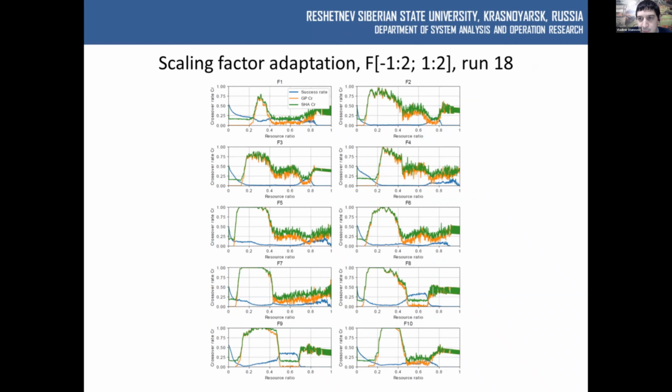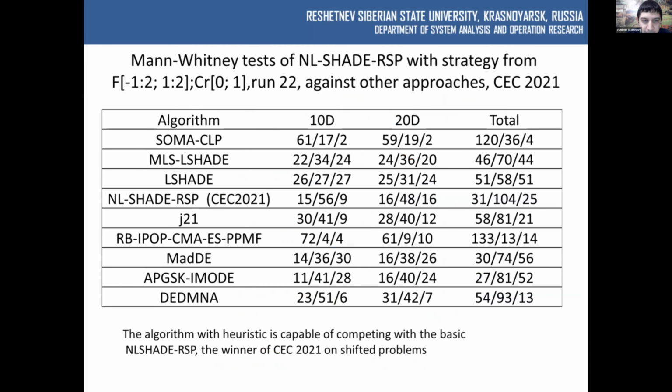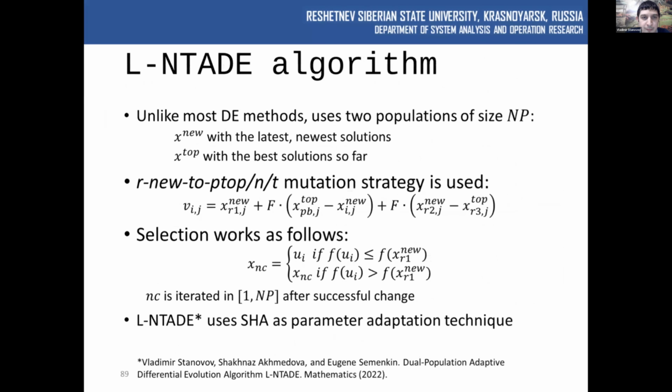So yes, this is different from the SHADE parameter adaptation. It works in some strange way, but if it works, it works. Who cares? Yes, so the same we can see for crossover rate adaptation. And actually, if we compare it to some other algorithms from CEC 2021, it performs not so bad. So this was like a proof of concept: we can create new heuristics for parameter adaptation automatically, and it may perform well.